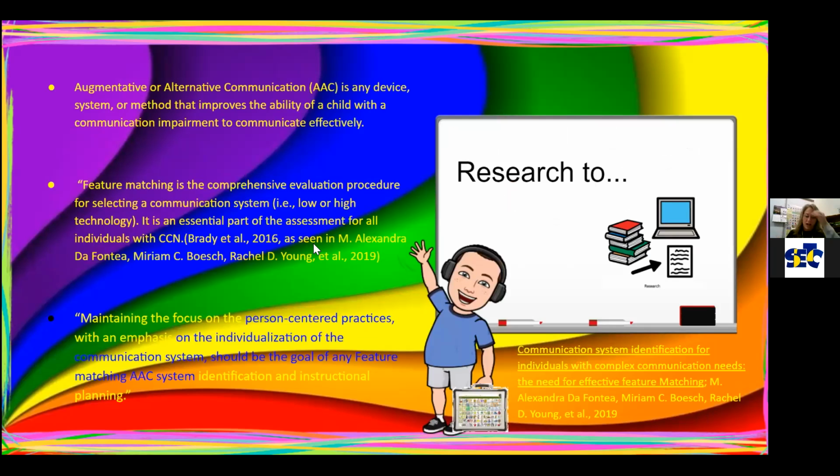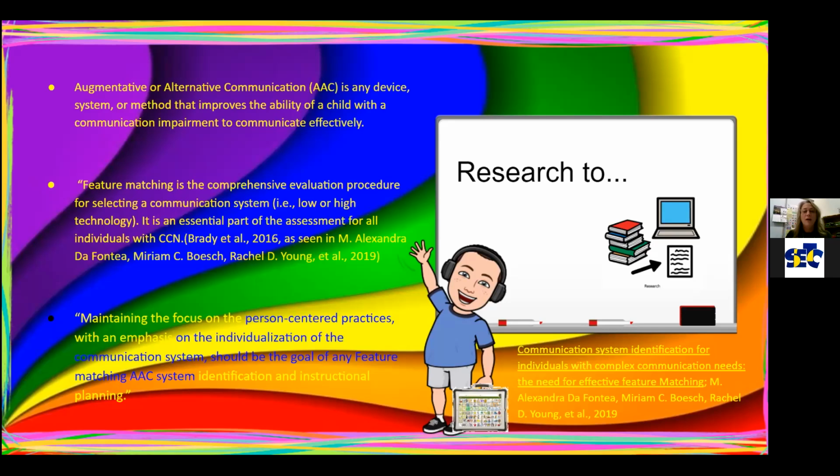So this research, I felt this in my heart, and then I wanted to put together this webinar and this idea, and how to help others create this multi-system AAC classroom. And when I was looking around, I found tons of research, but especially this most recent piece by Young in 2019, and I have a link to it here: communication system identification for individuals with complex communication needs for effective feature matching.